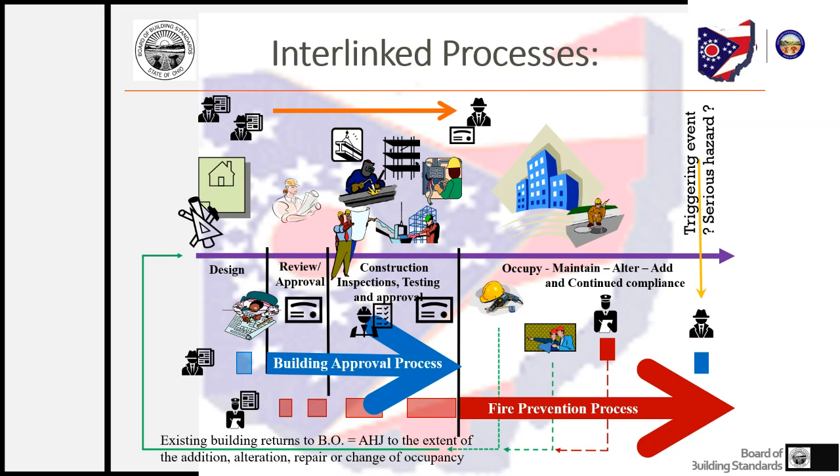That is the one time where the building department goes back out to the building and makes an assessment. If it's a serious hazard or an unsafe condition, the building official may issue an order that may also trigger the building code, and the owner has to go back through the building process for those scopes of work to clear that order.